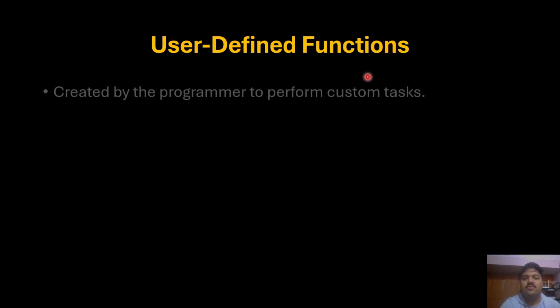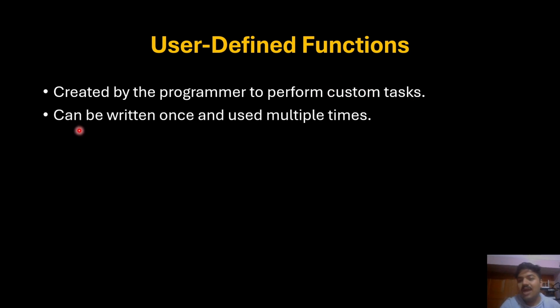Second is user-defined functions, created by the programmer to perform custom tasks. So when we don't have any library function which we can use to perform our tasks, we can define our own functions to perform some custom work which we are assigning to it. Can be written once and used multiple times. So it can be written once and used multiple times in the same code, or we can include it in other files also.